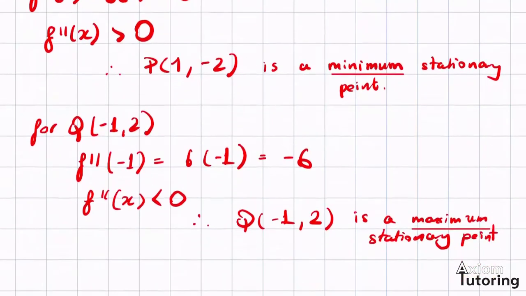And that's an example of how you can determine the nature of stationary points using the double derivative.